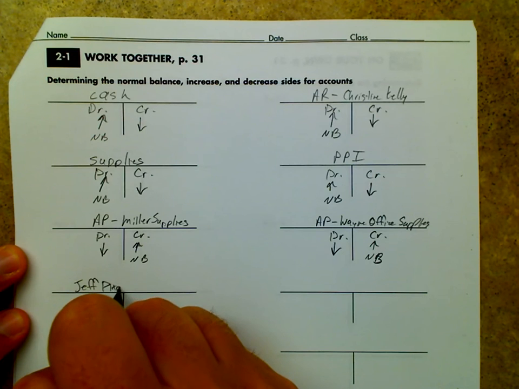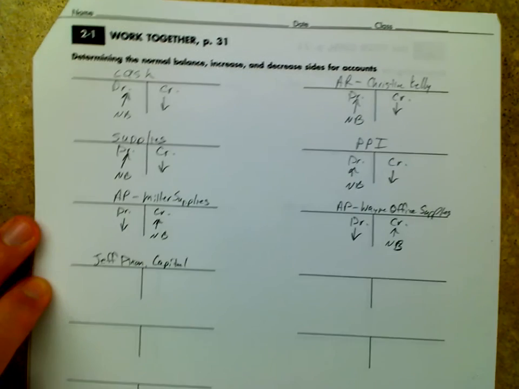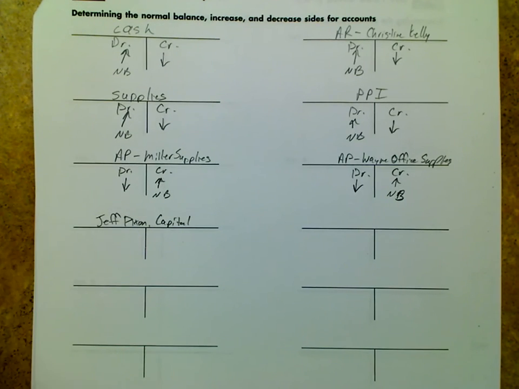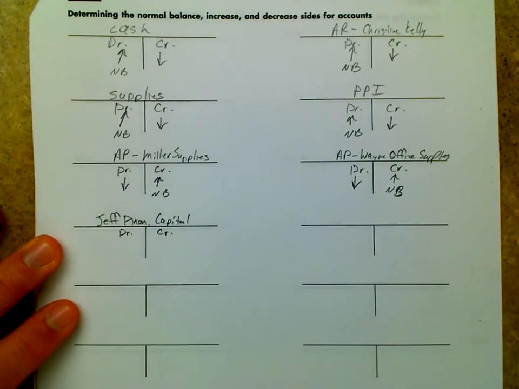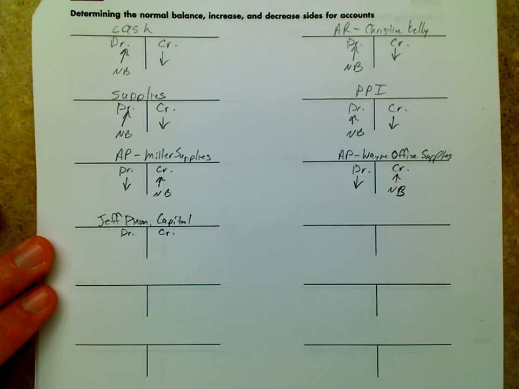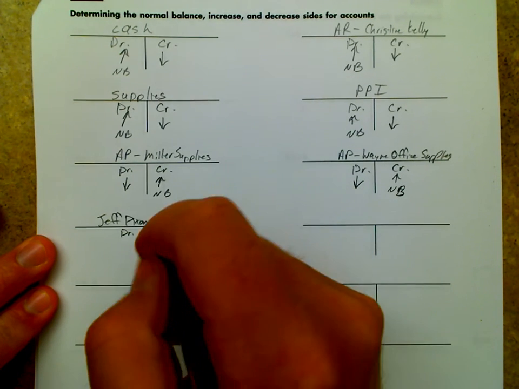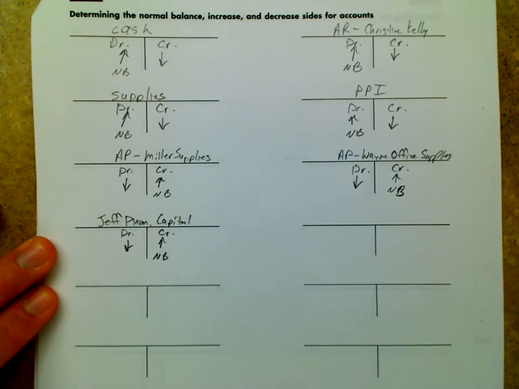And then the last one says Jeff Dixon, Capital. I mean, capital's capital. They're just telling you that the owner of the company has a name, right? We still know it's debit and credit. Is the capital asset, liability, or owner's equity? Owner's equity. Is capital a good thing for your owner's equity? So what does that mean? Which side increases? Credit increases. Decrease on the debit side.